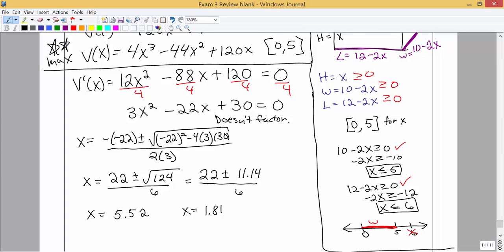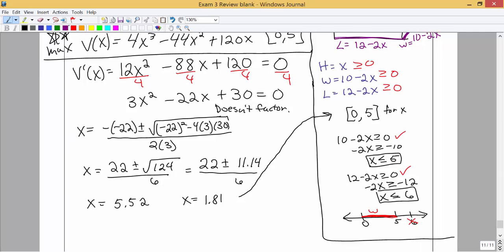And let's look at these x values and see if they're even in our domain. So remember that the bounds for our function were in between 0 and 5. If we choose anything outside of those bounds, then one of our dimensions turns out to be negative. So 5.52 is out of the boundary. So out of the bounds. So we're going to go with 1.81.